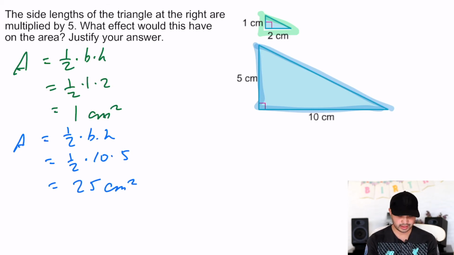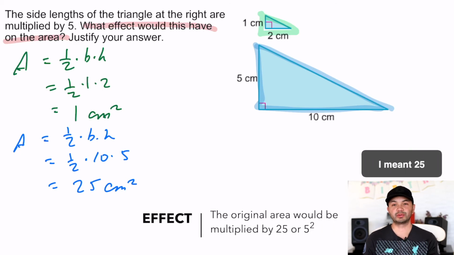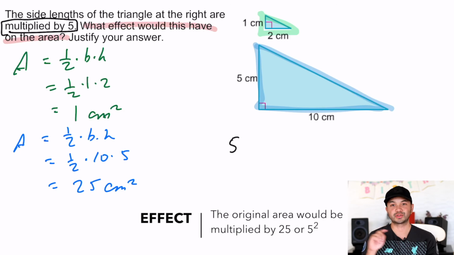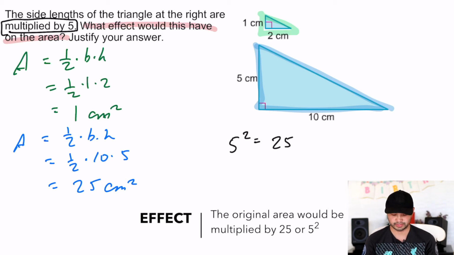Then, as you can see here, I guessed correctly. The question was, what effect would this have on the area? It would multiply it by 25. And that's my justification right there. The reason why is because it's multiplied by 5, and then you square it, because it's 5 this way as well. So 5 to the second power is 25. So 5 times 5 is 25.